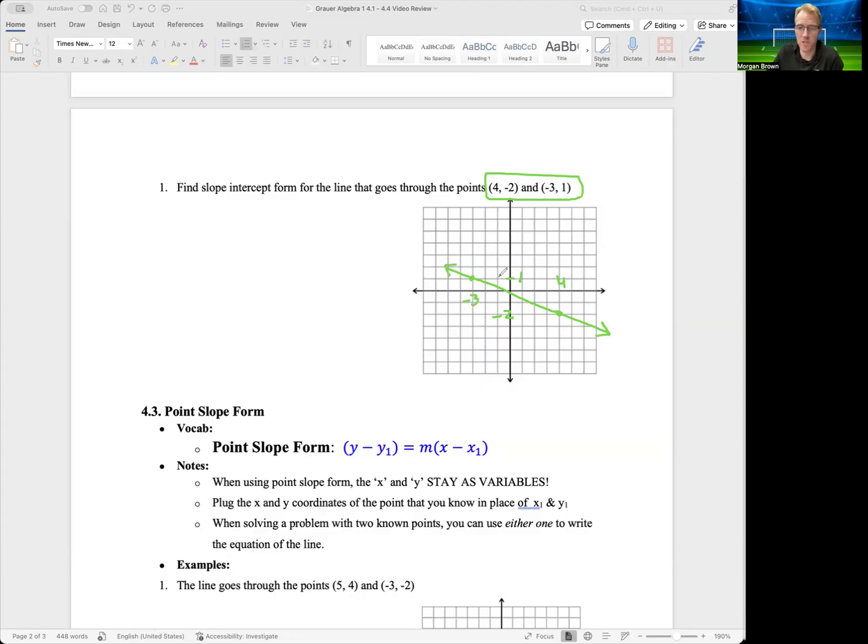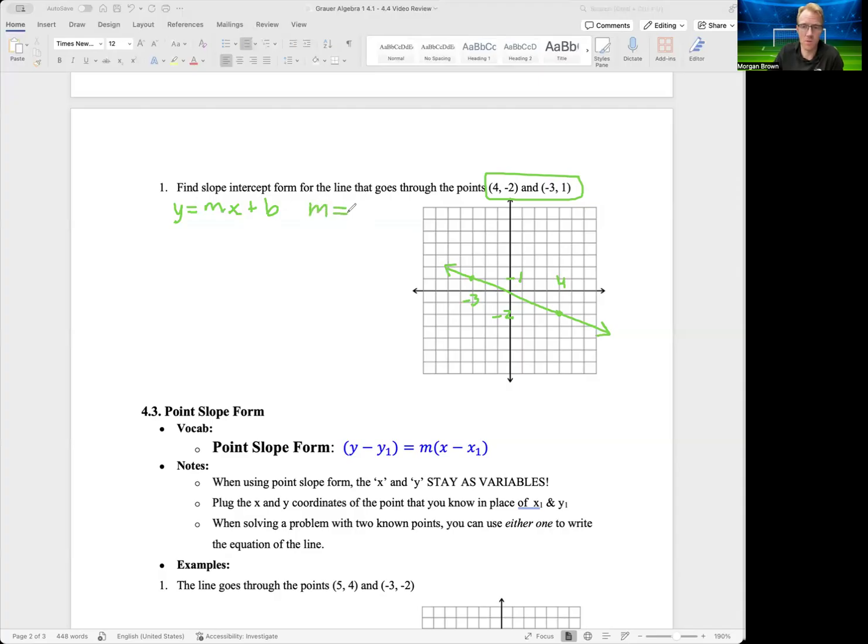Solving for the actual equation might be a little bit more work. So we know we want slope-intercept form. So we first write y equals mx plus b. Now, we don't know the b value, but we do know the slope. No, we don't even know the slope. So we're going to have to do two things. We're going to have to find out the slope, and then we're going to have to find out the y-intercept. So before we can fill anything in, we need to find the slope.